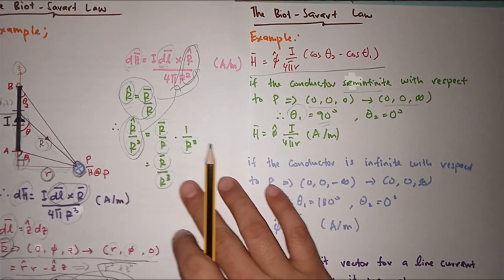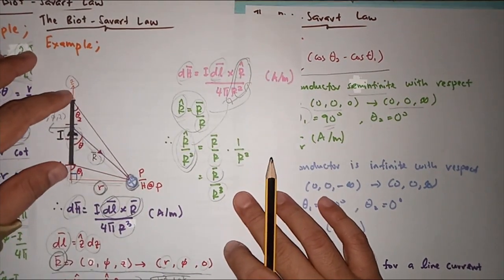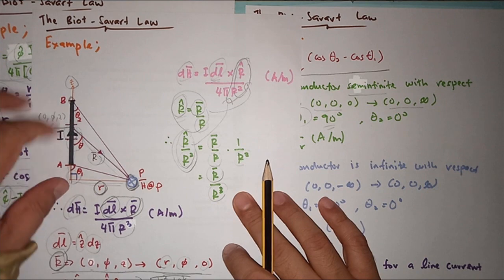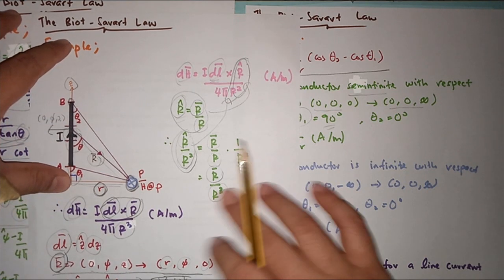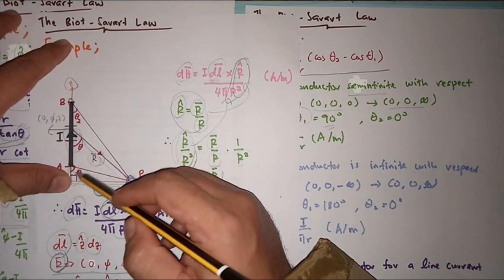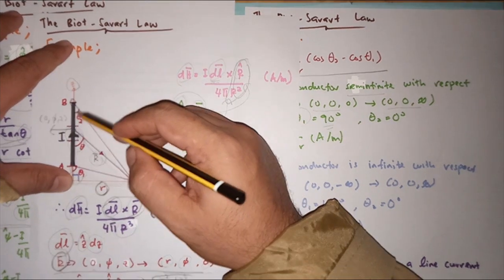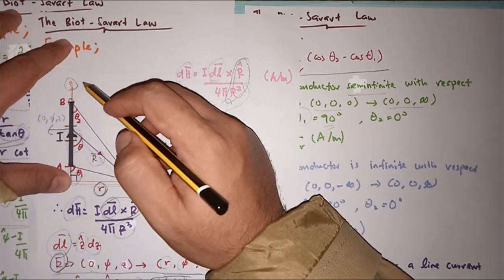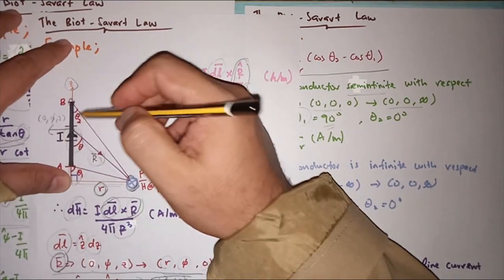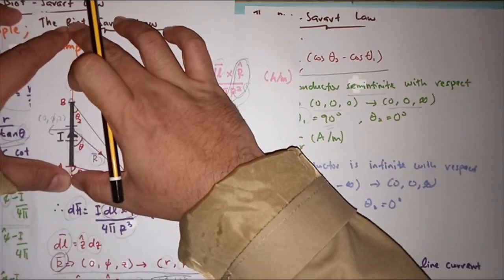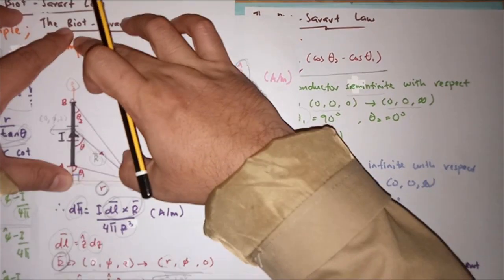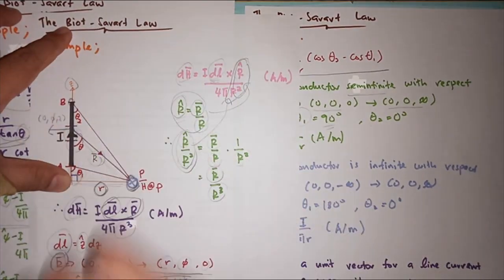So in this case, if we have this line that starts from the origin and goes to infinity, we will have theta 1 equal to 90 degrees, and theta 2 will be almost equal to 0, because we are considering a very high slope line of this triangle.